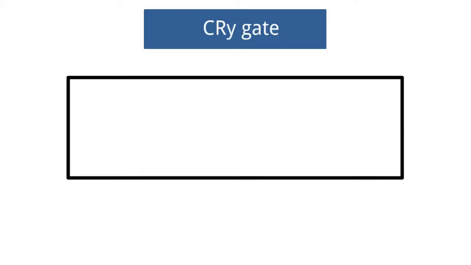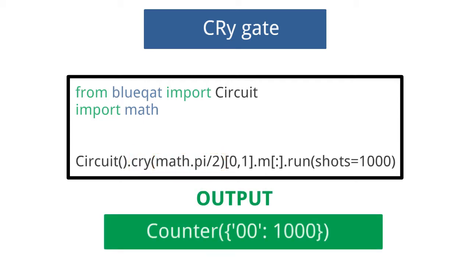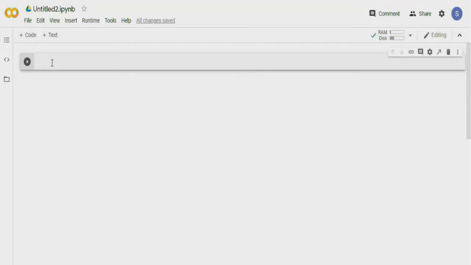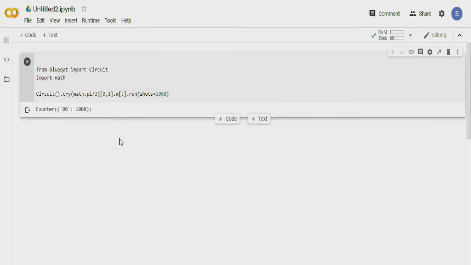CRY gate. Here we use the CRY gate, and as you can see, the theta value remains the same. If we run this code, then we get this output. Let's confirm this by trying it in Google Colab. Type the code that was shown earlier. Now click on the play button. As you can see, the output is the same.